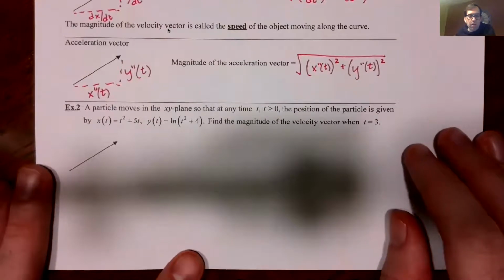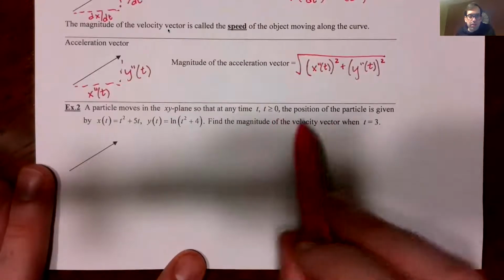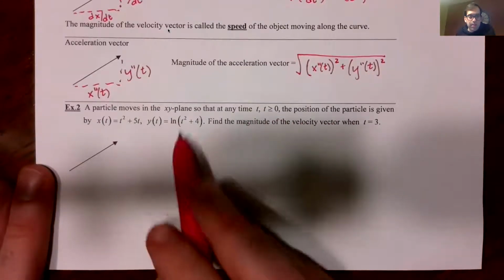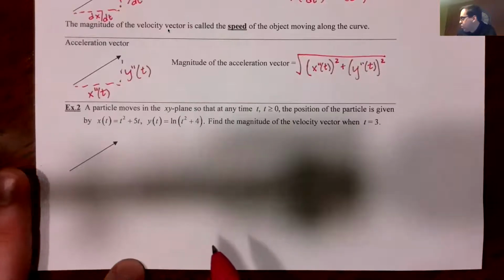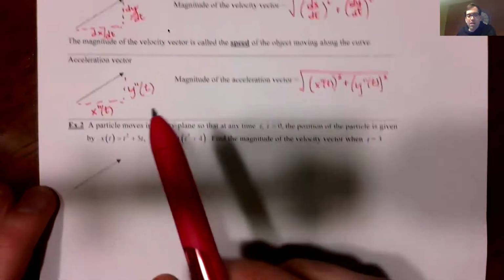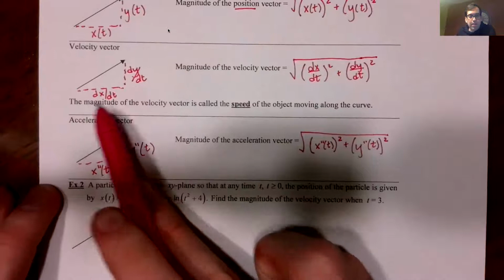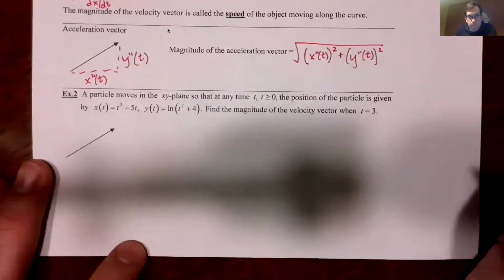Example 2. A particle moves in the xy plane so that at any time t, for t greater than or equal to 0, the position is given by this set of parametric equations. Find the magnitude of the velocity vector when t equals 3. All right, so we're talking about the velocity vector. So if we look up here, we're going to need dx/dt and dy/dt. So I'm going to find those first.